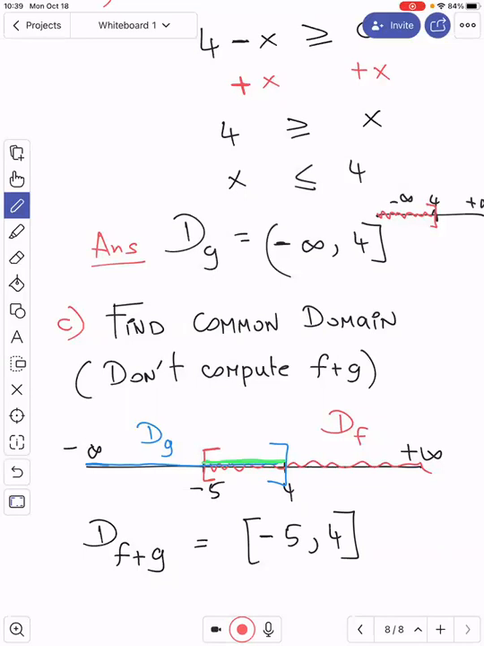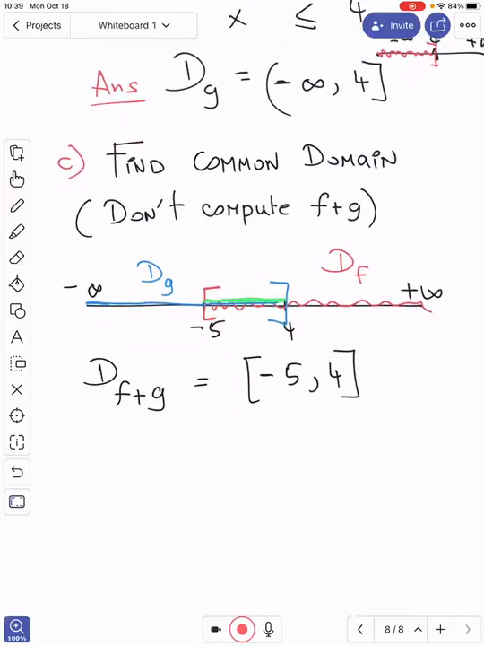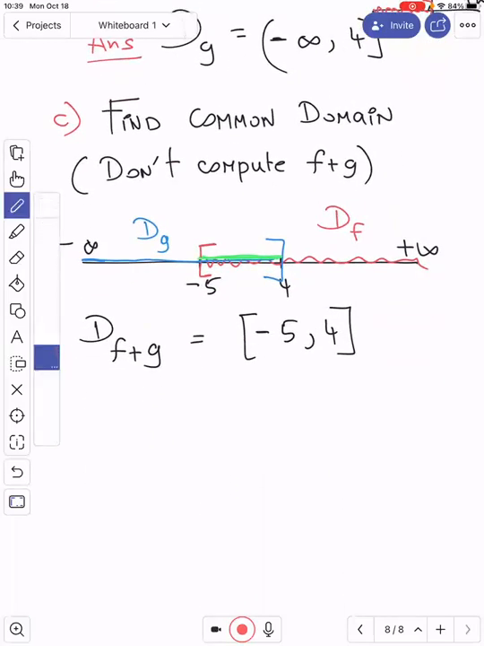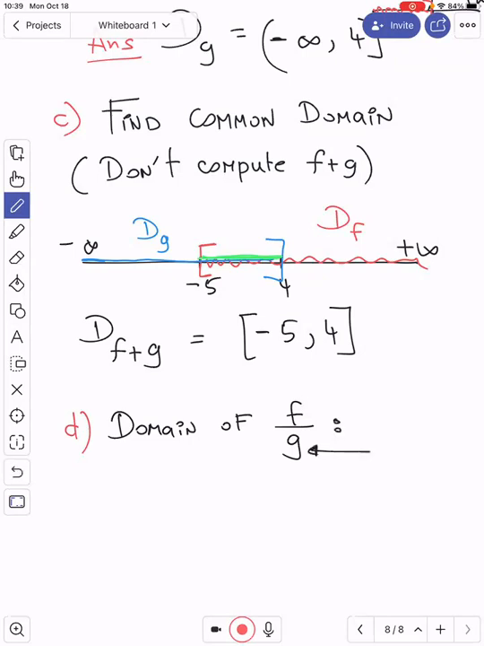Now for the D and E, you just have to be careful with the fraction when you divide f by g or g by f. So in D, the domain of f over g. All you have to do, guys, because we are dividing by g, is remember we are not allowed to divide by 0. So we need to exclude the values of x where g is 0.